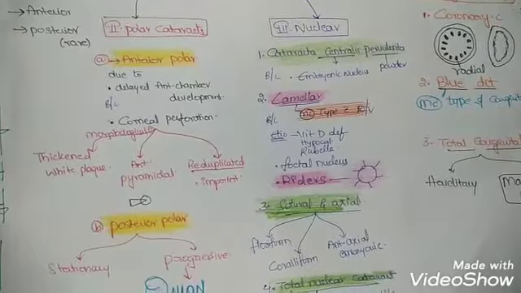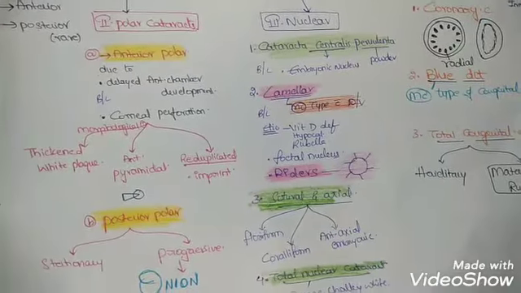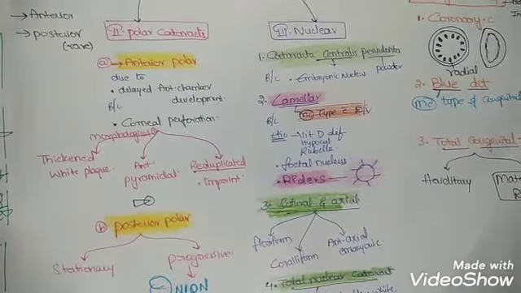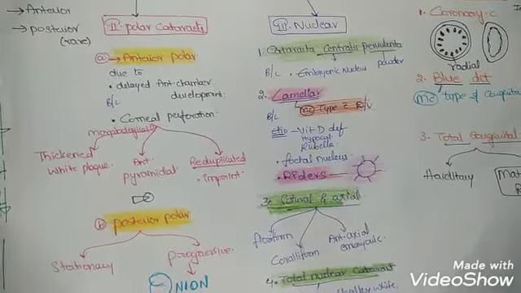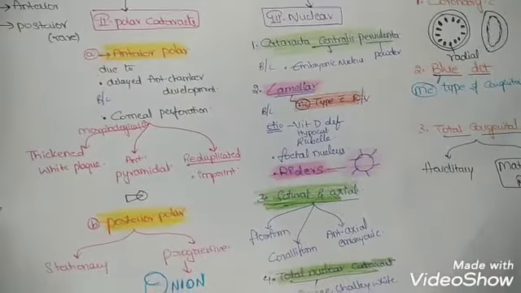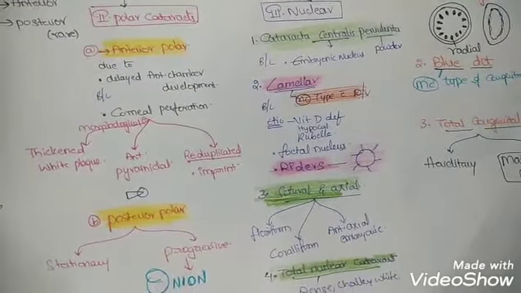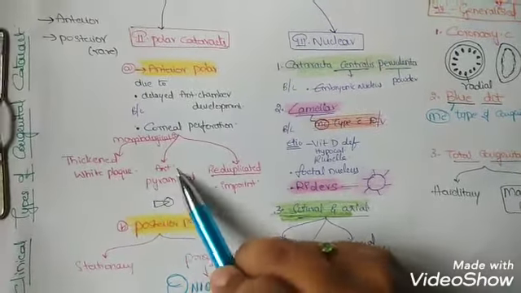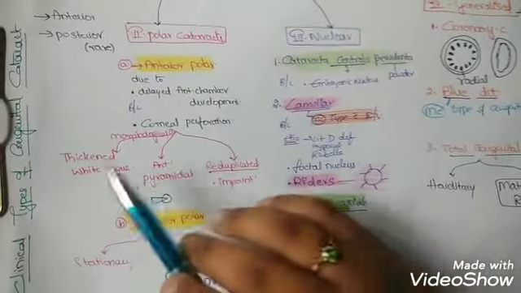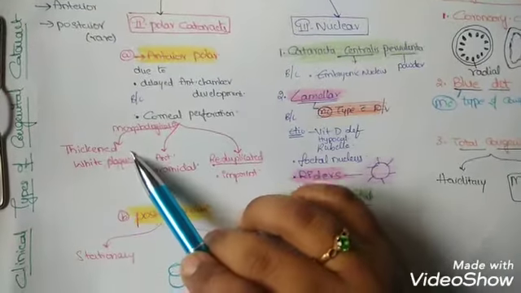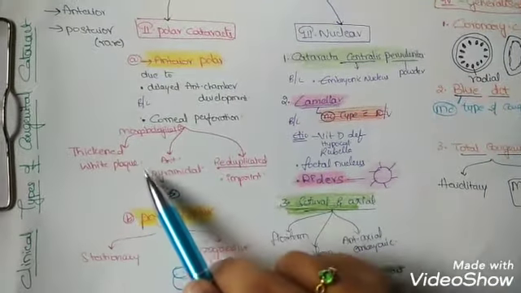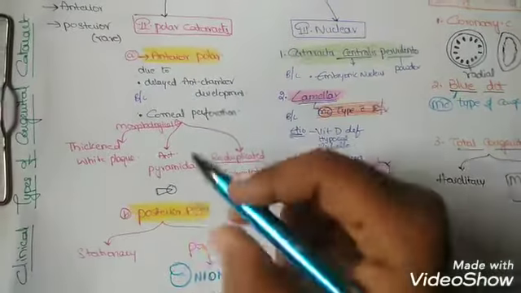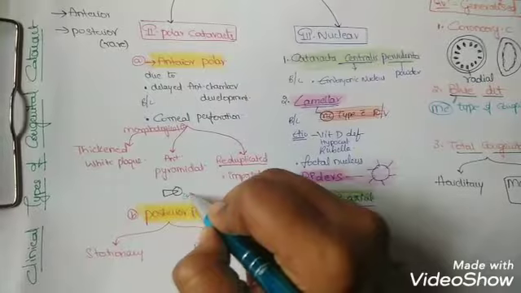And when we come to see the polar cataracts, it is of anterior polar and posterior polar cataract, which involves anterior pole and posterior pole respectively. Anterior polar is due to delayed anterior chamber development or due to corneal perforation. It is bilateral in presentation. And the anterior polar is again having 3 types, that is thickened white plaque type of cataract, anterior pyramidal, reduplicated cataract. Thickened white plaque cataract is where the cataract looks like a white plaque, and then the anterior pyramidal is the one where the cataract is in the pyramidal shape with the tip of the cone pointing towards the cornea.